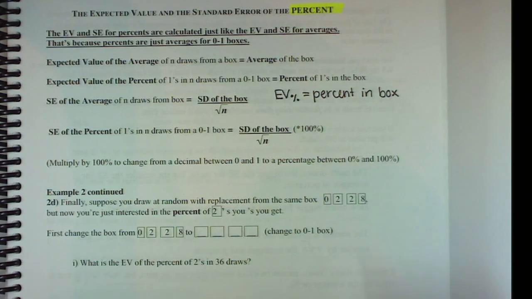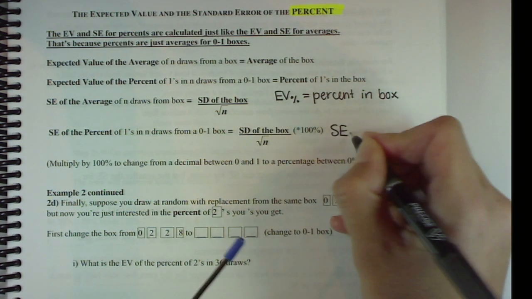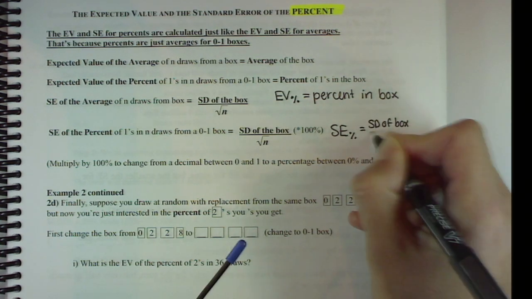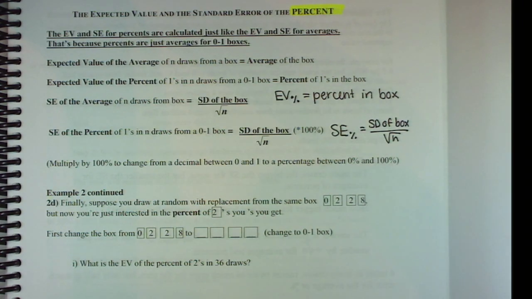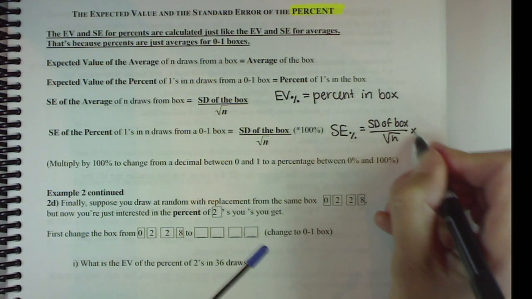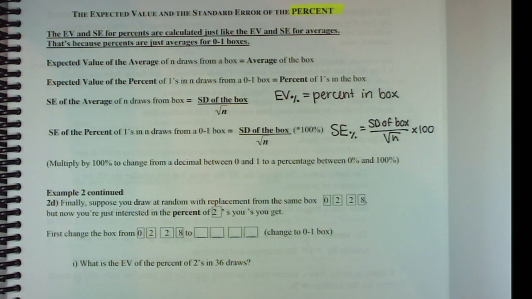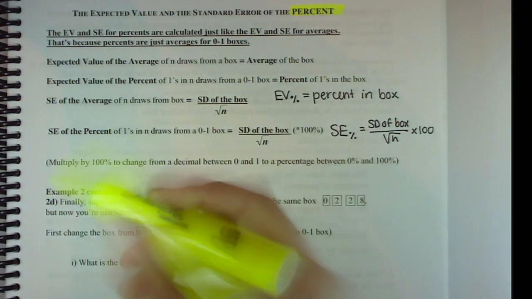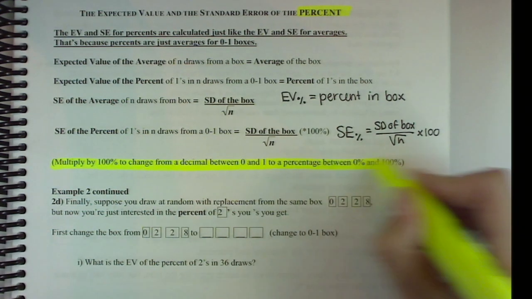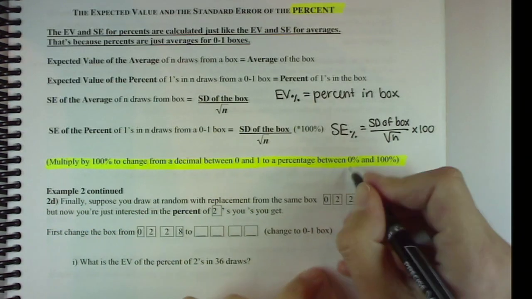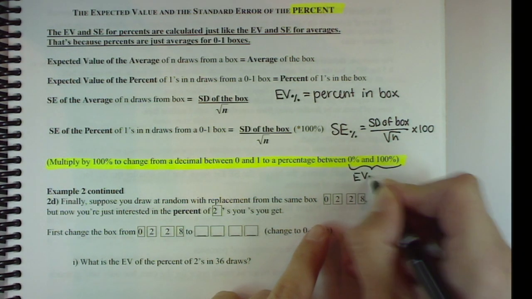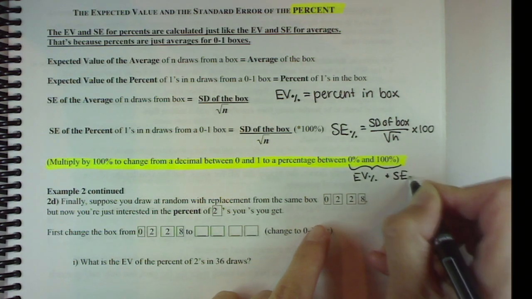And then I wasn't kidding when I said they're exactly the same. The standard error for the percent is just the SD of the box divided by the square root of n. So same as the average. The only thing is I want to multiply it by 100 to put it in percent form. So with percents, it says multiply by 100 to change from a decimal to a percentage. So for any statistics on percents, I want your answer to be between 0 and 100%. So this is for EV percent and SE percent.